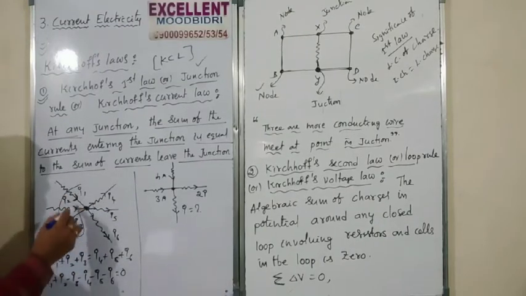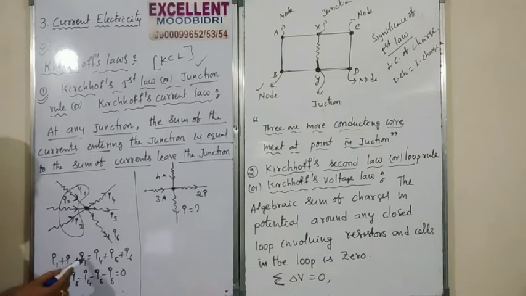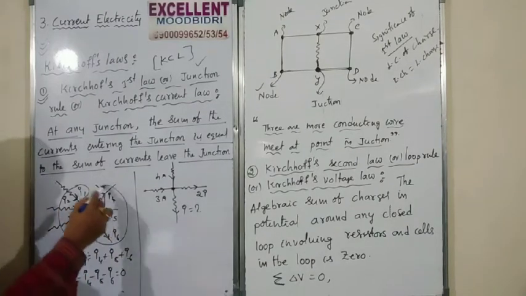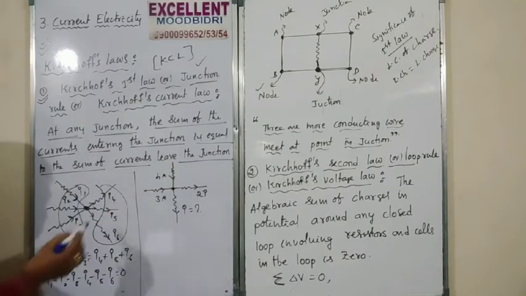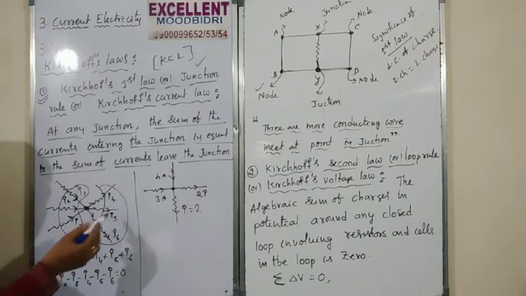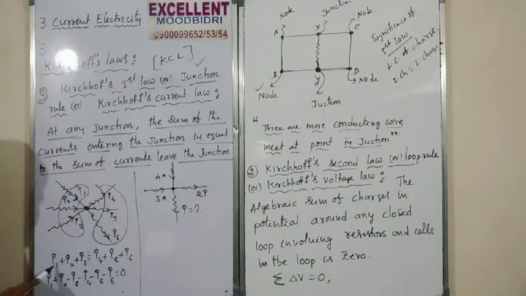Sum of entering current, I1 plus I2 plus I3, is equal to the sum of currents leaving the junction. I4, I5, I6 are the leaving currents, and these are the entering currents. So I1 plus I2 plus I3 is equal to I4 plus I5 plus I6. Or else I1 plus I2 plus I3 minus I4 minus I5 minus I6 is equal to 0. Why? Because entering current is equal to leaving current. They are equal and opposite, therefore 0. Correct? So this is the junction rule.